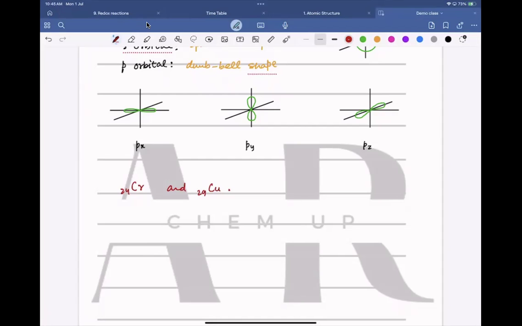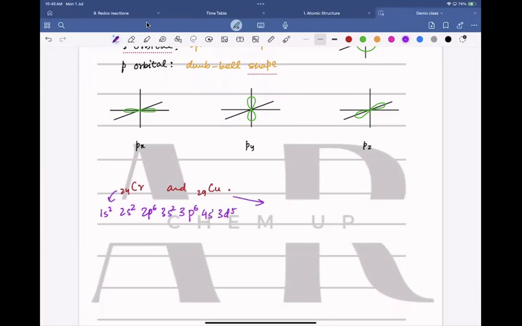Yes, sir. For chromium, it is 1s2, 2s2, 2p6, 3s2, 3p6, 4s1, 3d5. Very good. And for chromium, it's 1s2, 2s2, 2p6, 3s2, 3p6, 4s1, 3d5, right? Yes, sir.